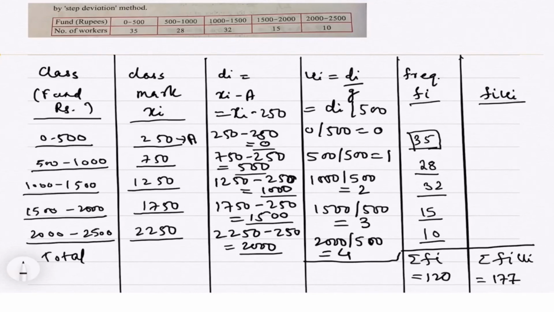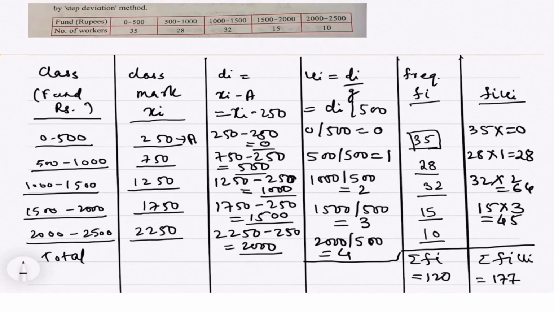First, Fi Ui is 35 into 0, that is 0. Second, 28 into 1 equals 28. Third, 32 into 2 is 64. Next, 15 into 3 is 45. Last, Fi Ui is 10 into 4, that is 40.